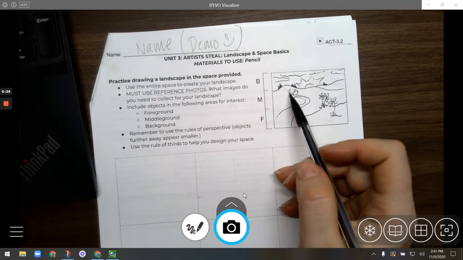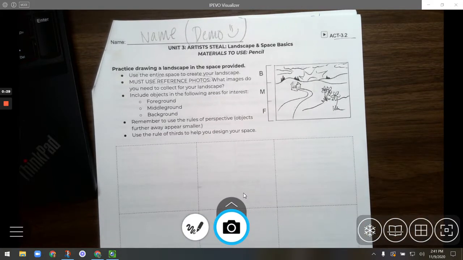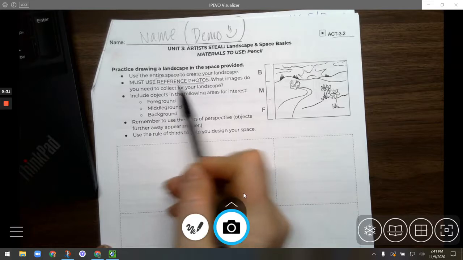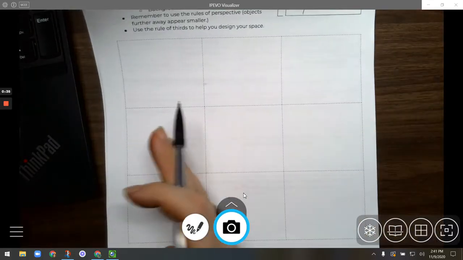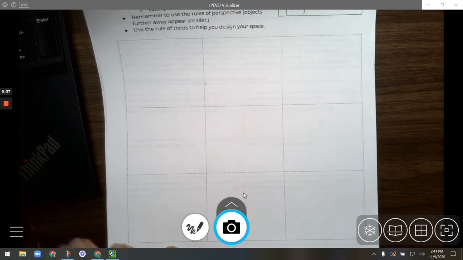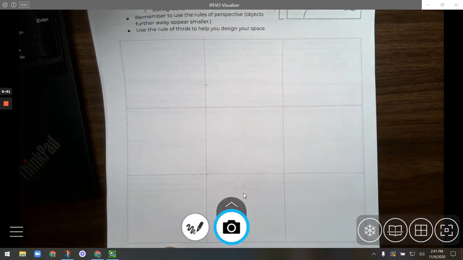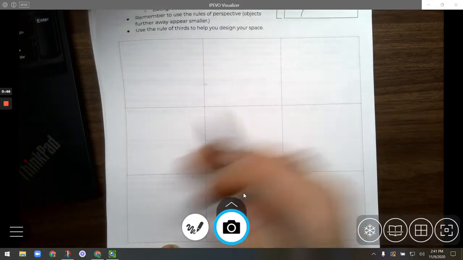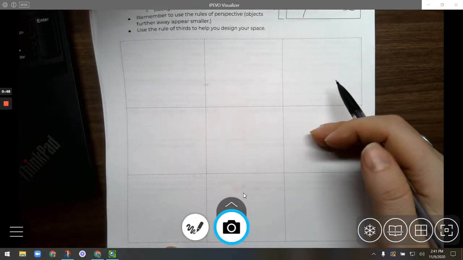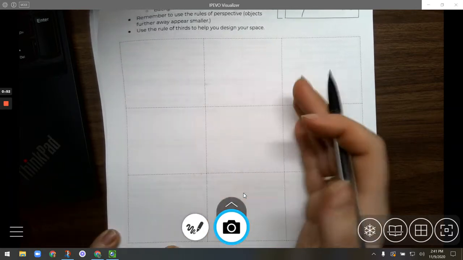You can see here an example of how to break up your space. It doesn't matter what kind of landscape you want to draw, but you're going to be using reference photos, and you want to use the rule of thirds to help break up your space. We've talked about the rule of thirds before. It's basically like a tic-tac-toe board, and you want to push your horizon line either high or low. You don't want to put it in the middle. Same thing with objects. Generally, you want to push them off to a side instead of having them dead center.